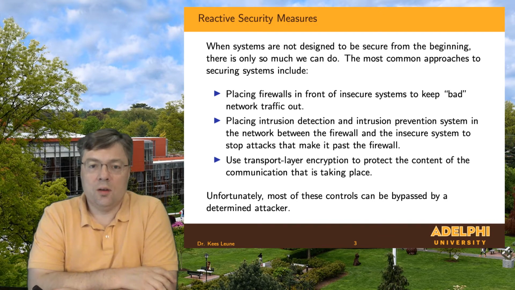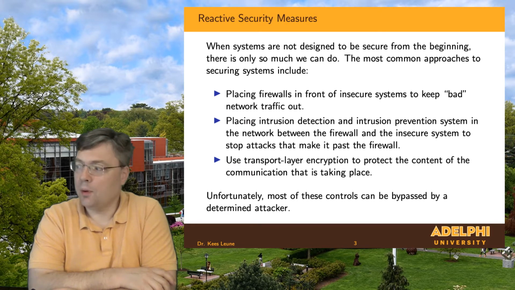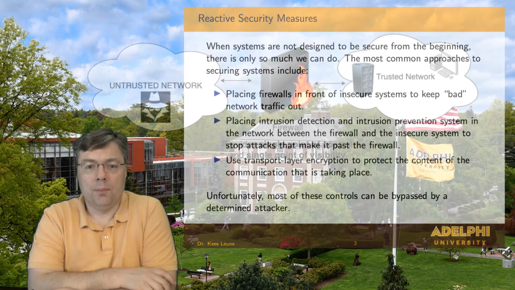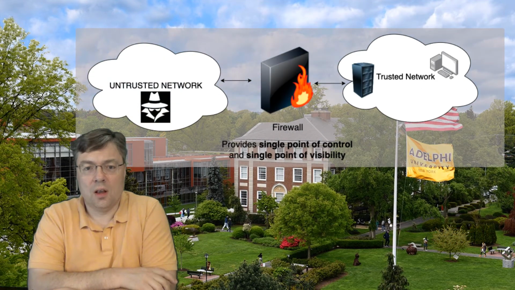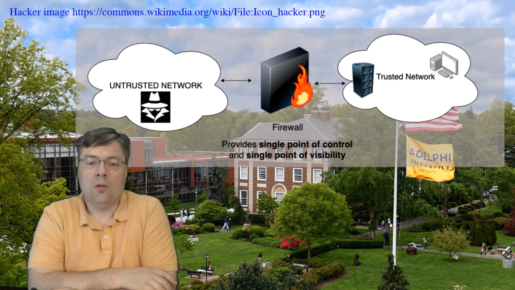When systems are not designed to be secure from the onset, we still can do quite a bit. But what we have to realize is that there will always be compromises. And we see this with many approaches to securing, again, network-based resources, the internet, for example, being one. And this is where, for example, the firewalls come in. A firewall is a device that separates a trusted network from an untrusted network. It's also a device that provides a single point of control and a single point of audit.